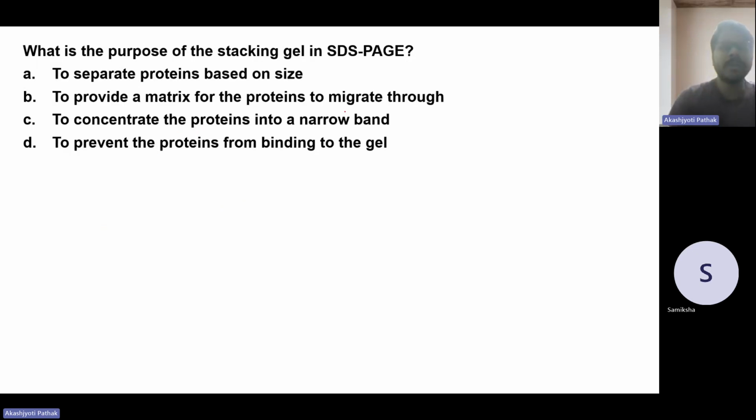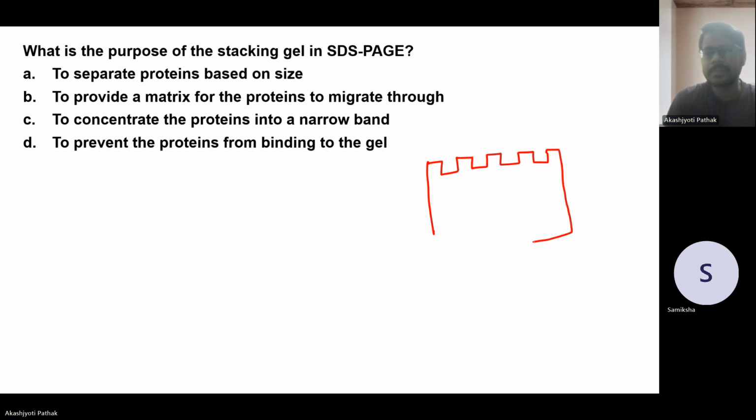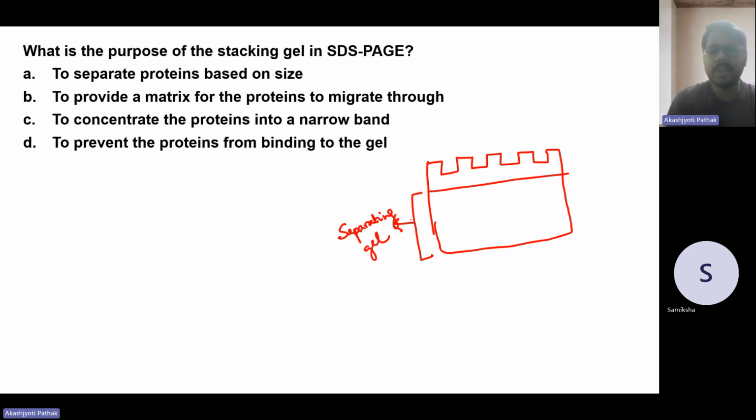Okay, so what is the purpose of stacking gel in SDS-PAGE? When you prepare an SDS-PAGE, there are two gels. One is the stacking gel and another is the separating gel. The separating gel is present at the bottom and the stacking gel is present at the top. So why do you require two components in an SDS gel? This is your separating gel, or resolving gel, and this is your stacking gel.